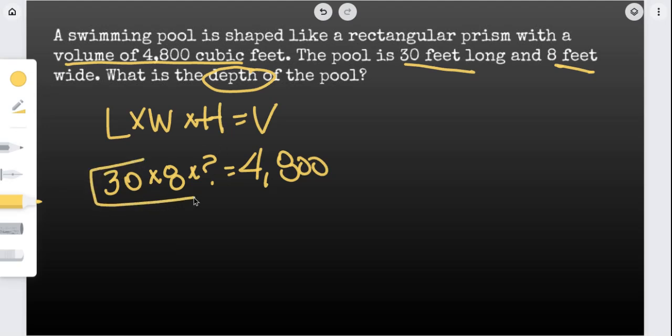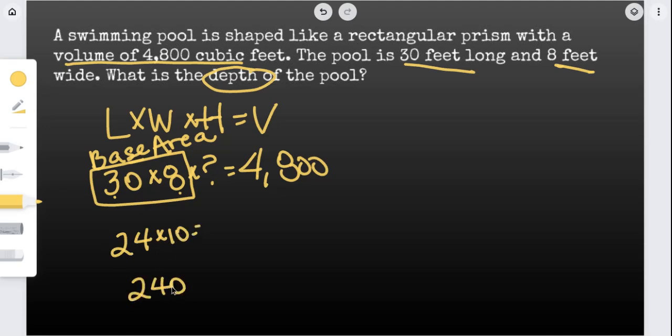We'll move forward with what we already know, and that's our length times width. And we remember length times width is the same as the what? I hope you said base area. So base area, and here I can multiply 3 times 8, I get 24, and this extra 10 here it's really like saying 24 times 10, which would give us 240. So our base area is 240 times something, because that's not the answer to the question. We're still trying to figure out the height or the depth.